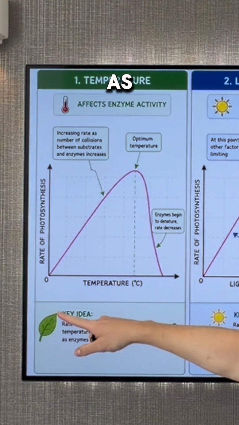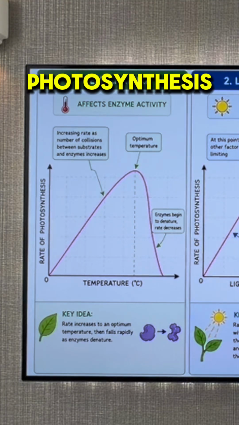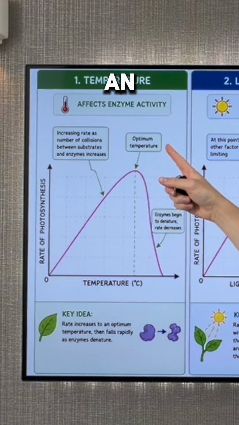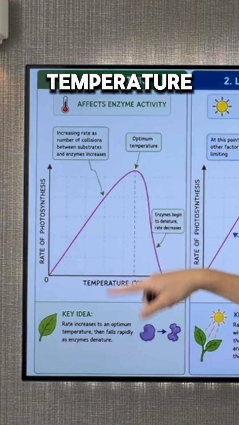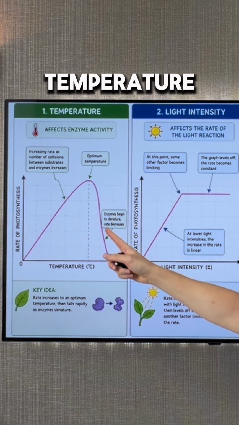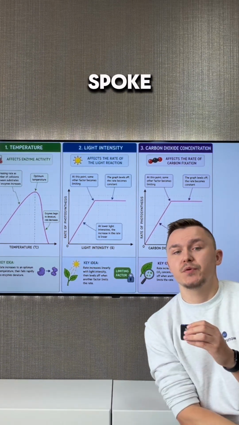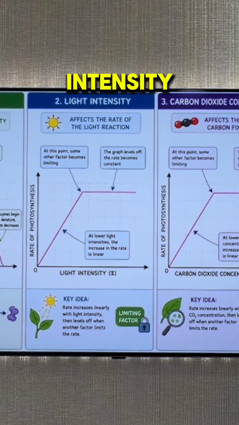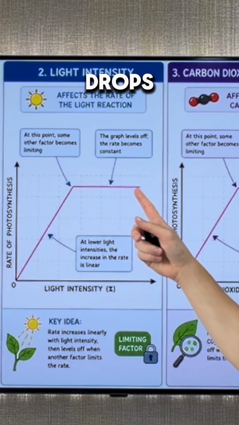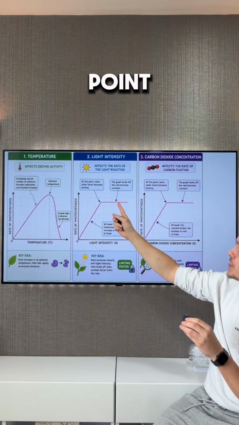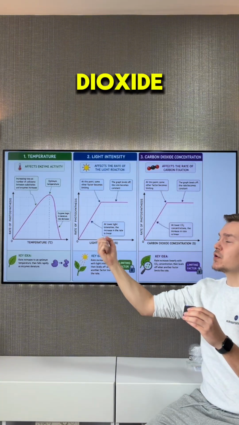Starting with temperature, we can see that as temperature increases up to the optimum temperature, the rate of photosynthesis also increases because there's an increased number of collisions because of the higher kinetic energy of the molecules as the temperature increases, but past the optimum temperature, photosynthesis rate decreases because enzymes begin to denature, as we spoke about in an earlier part. With light intensity, we can see that as light intensity increases, so does the rate of photosynthesis, but then it drops off. Why? Because at this point over here, another factor becomes limiting, such as the carbon dioxide concentration.